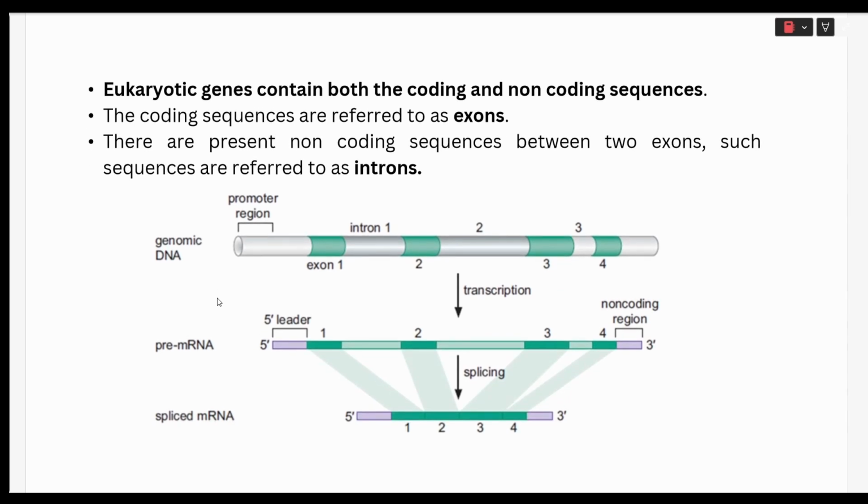As you can see, the eukaryotic gene, as I mentioned earlier, contains both the coding sequences, the exons, and the non-coding sequences, the introns. Now, as you can see, this is our DNA, the genomic DNA. The green part that you see in this region is the exon, and the segment present between two exons is an intron. This is exon 1 and this is exon 2. The segment present between two exons is an intron. So here we have 4 exons, so technically there will be 3 introns. We name them intron 1, 2, and 3.